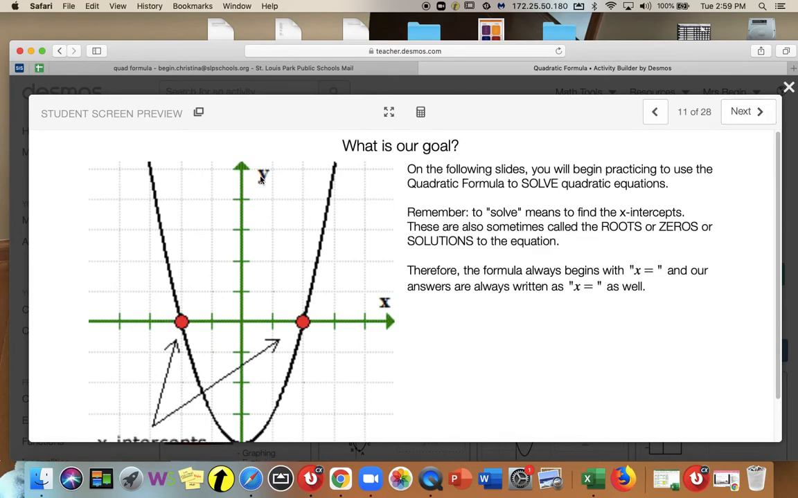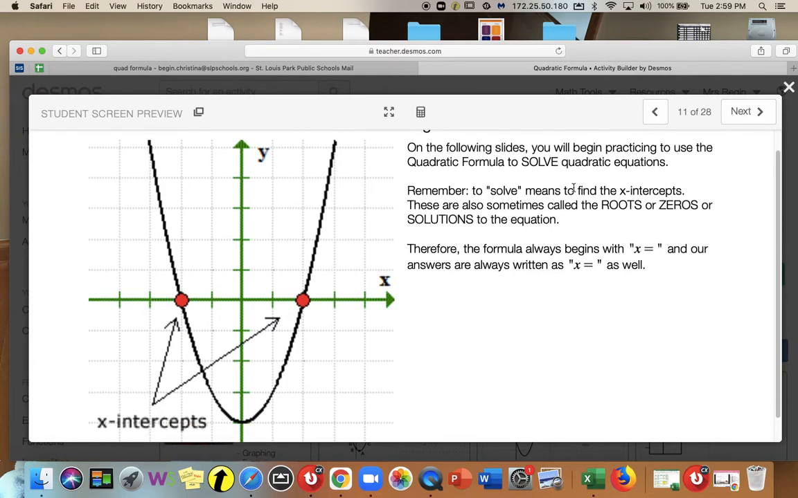All right, so the next, what is our goal? On the following slides, we're going to practice using the quadratic formula. What are the steps here? And remember, to solve means to find the x-intercept. So if I say solve the quadratic, you're finding the x-intercepts.